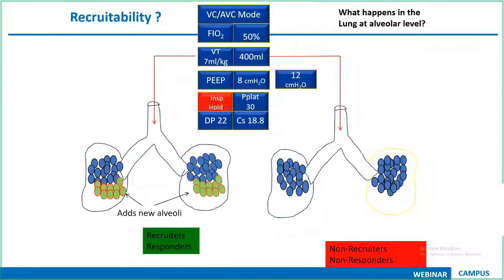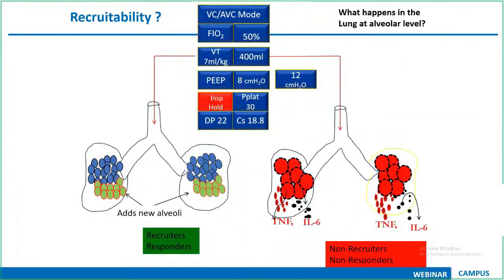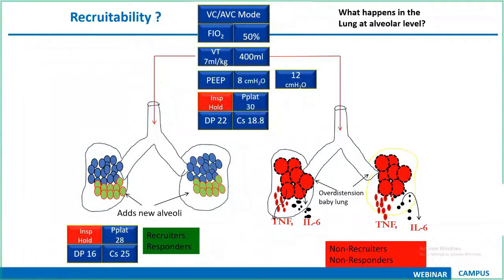But at the same time, if you are applying more pressure, there is a chance that sometimes the small alveoli, the normal alveoli, can burst and it will not recruit more alveoli, and this group of persons are called non-responders. So we should try to understand in ARDS ventilation who are the responders, what is the optimal PEEP, and what are the other measures by which you can improve the oxygenation status.